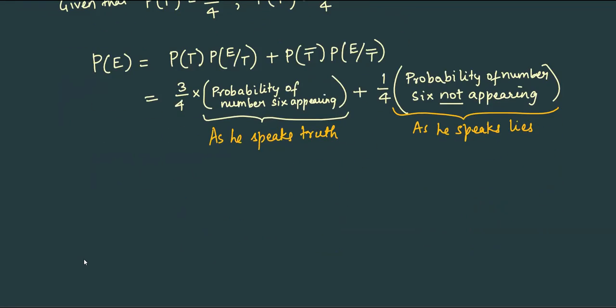This is what it is. He's reporting that it's a 6. Now he speaks truth and he reports that it is 6, and he speaks lies and he reports that it is 6. So the probability that actually a number 6 appears is 1 upon 6. And he speaks lies that it is 6, but actually it is not. That means it can be any number 1, 2, 3, 4, 5. So it is 5 out of 6.